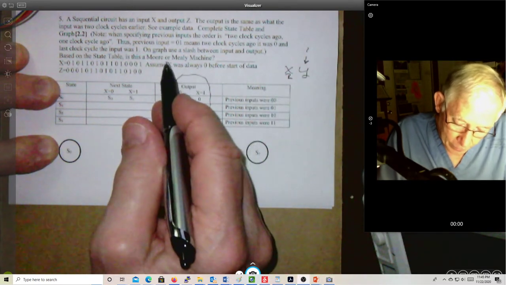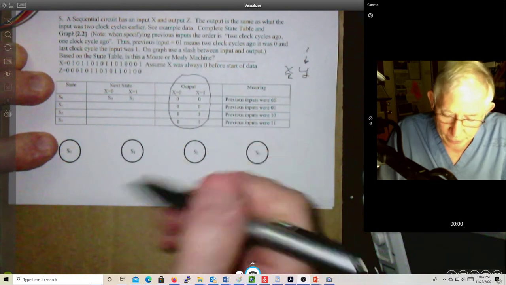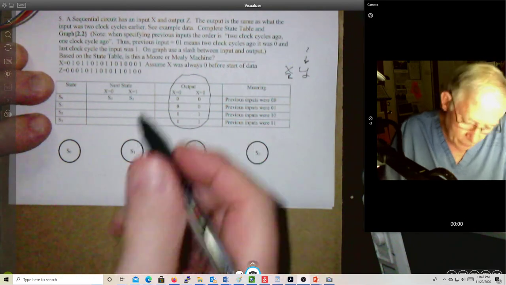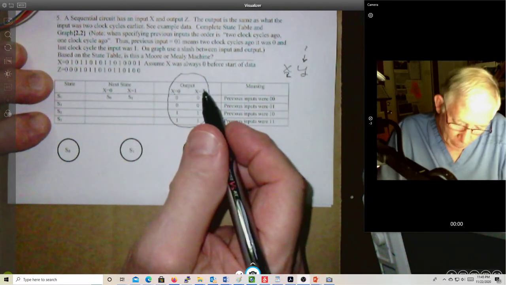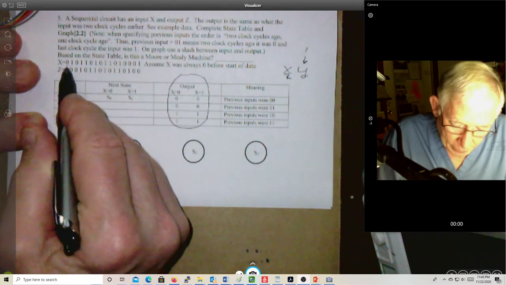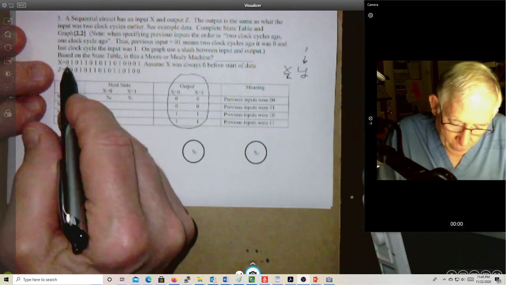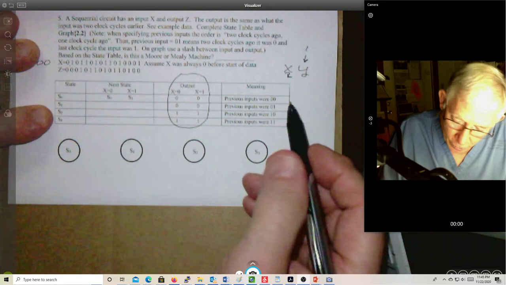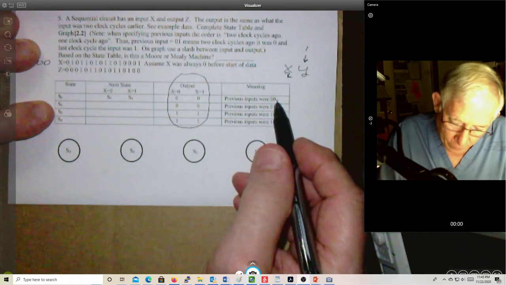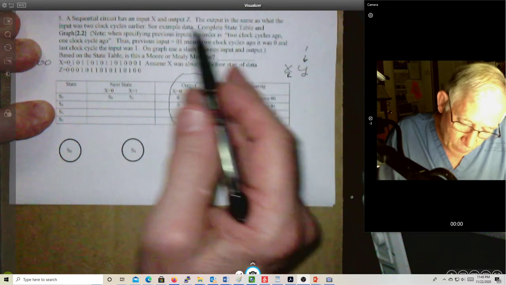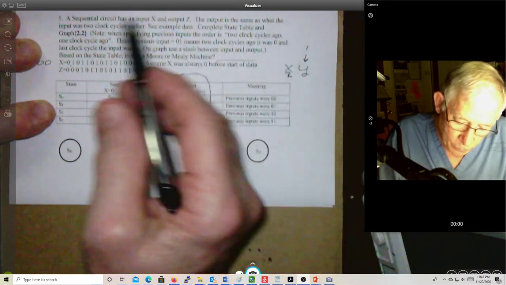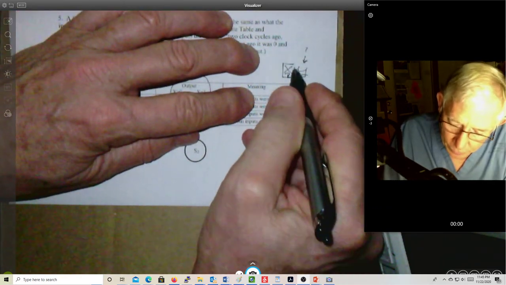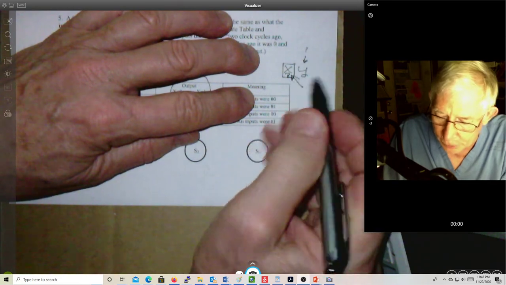Remember, in a Mealy, the outputs are going to be on the links, not on the nodes. Okay, but in this case, it's a Mealy. Okay, so here's your input stream. We get an X in, and we'll assume that all the prior inputs were zeros. So we're going to start here assuming that the prior inputs were 0, 0. Now Z is the same as what the input was 2 clock cycles ago. So in this case, 2 clock cycles ago it was X. So when we get the next input, we're going to output whatever this was.